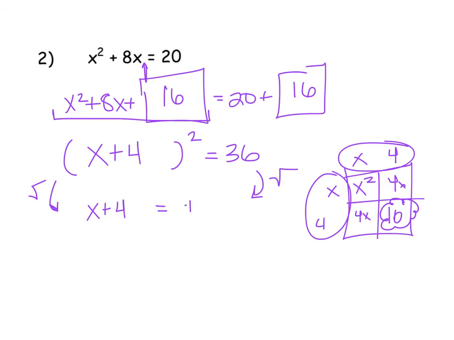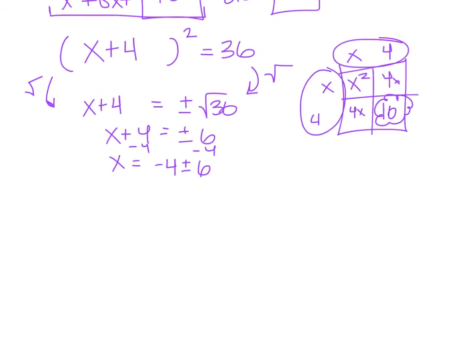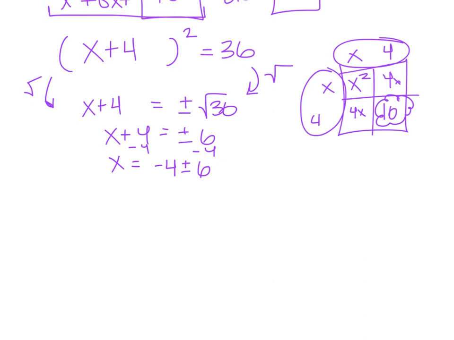So that's going to be plus or minus the square root of 36, which means x plus 4 equals plus or minus 6, positive or negative 6. And now, my last step, solving for x, I am going to subtract 4 from both sides. So I have x equals negative 4 plus or minus 6. And now I need to figure out what happens when I add and what happens when I subtract.